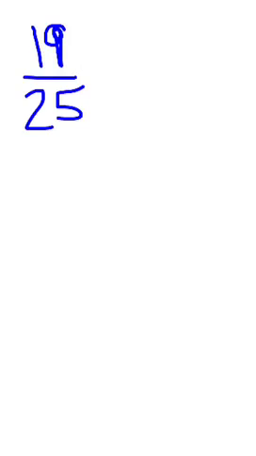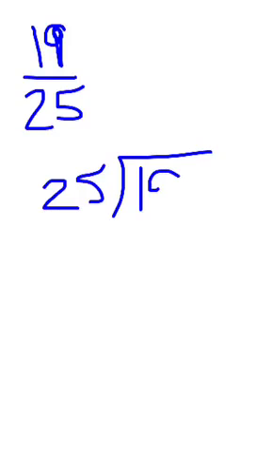So we have 25 into 19. To start dividing, we need to add a decimal point and a 0. Figure out how much 25 can go into 190. Correct, that will go 7 times.